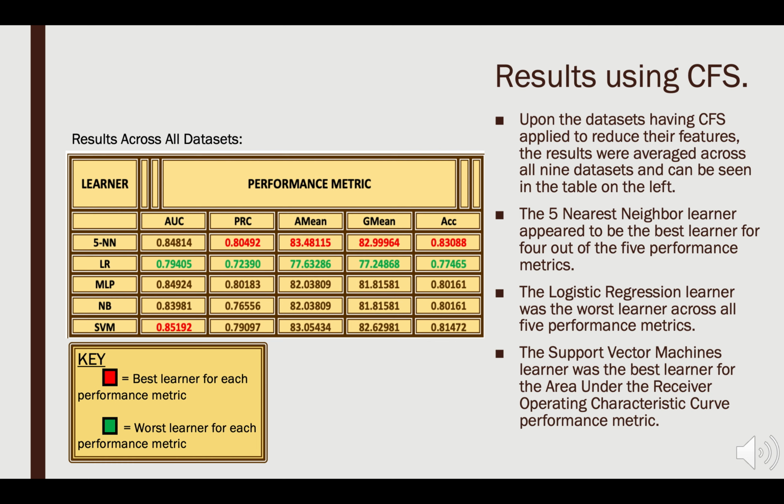The 5 nearest neighbor learner appeared to be the best learner for 4 out of the 5 performance metrics. The logistic regression learner was the worst learner across all 5 performance metrics. And the support vector machines learner was the best learner for the area under the receiver operating characteristic curve performance metric. As you can see on the table to the left, those values shown in red represent the best learner for each performance metric, while those values shown in green represent the worst learner for each performance metric.